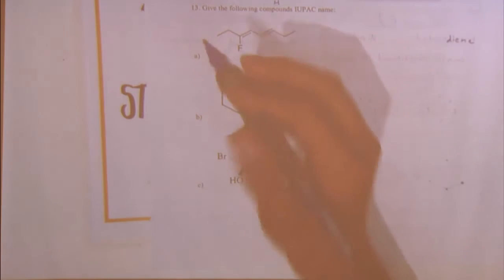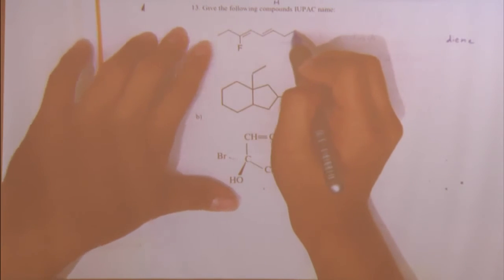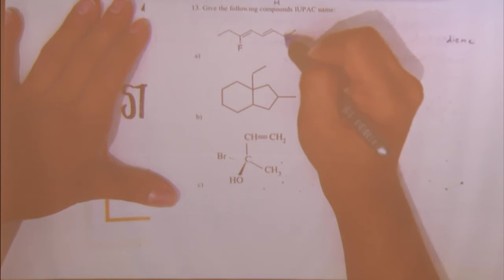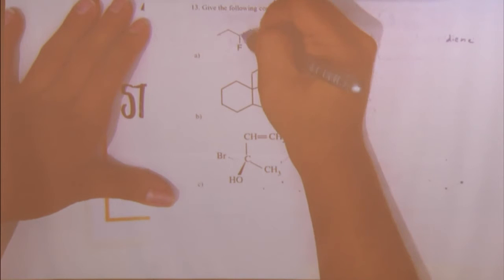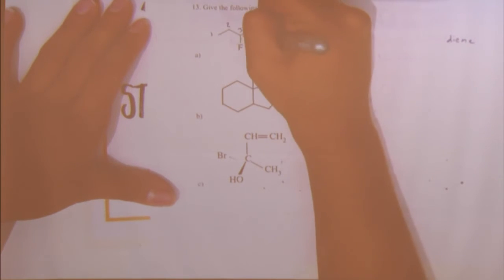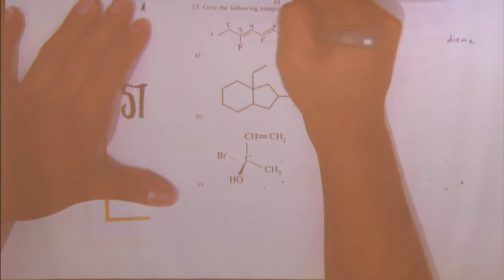So I like to characterize what type of functional group I'm working with. So this will be a diene, and when we count it, we want to have the bonds with the lowest numbers, but either side we start from, they'll end up with 3 and 5. So we start from here, 1, 2, 3, 4, 5. The same here, 1, 2, 3, 4, 5. But we're gonna start from the left side so that the fluorine gets a smaller number. So this will be 1, 2, 3, 4, 5, 6, 7, 8.